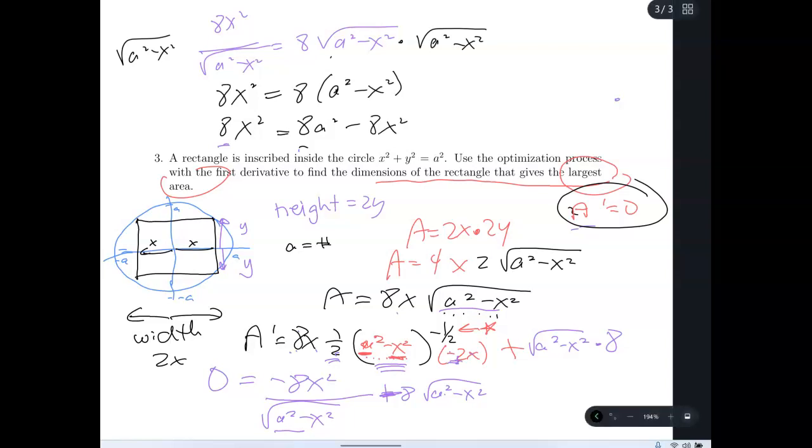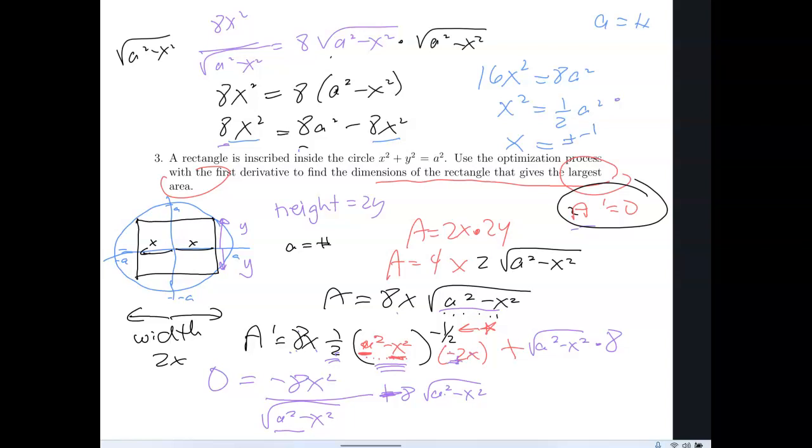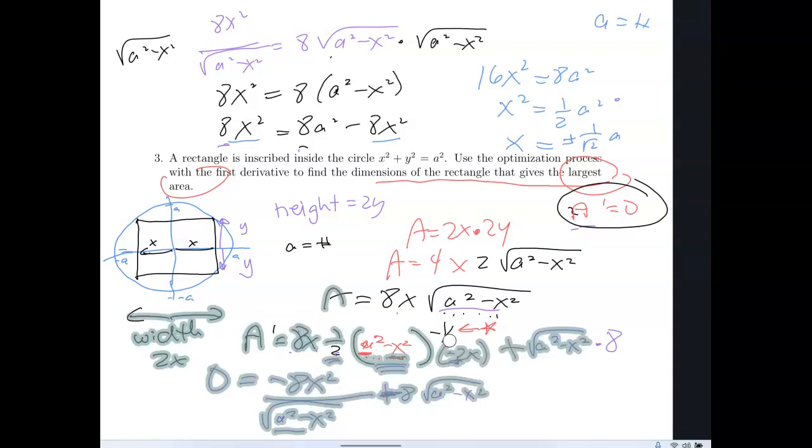And so let's move the x squared terms to the same side. So I get 16x squared is 8a squared. And remember, I'm solving for x, and I'm carrying a along as a number. So I would get x squared equals 1/2 a squared. And then I would take the square root of both sides. So I get x equals plus or minus 1 over root 2 times a. So what was x again? Okay, so x was the width.